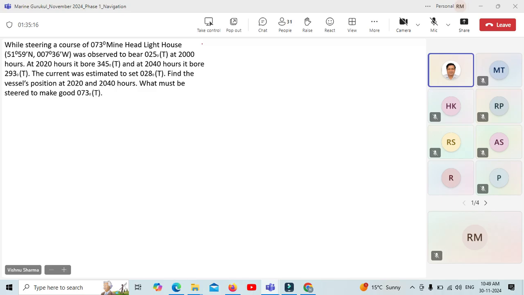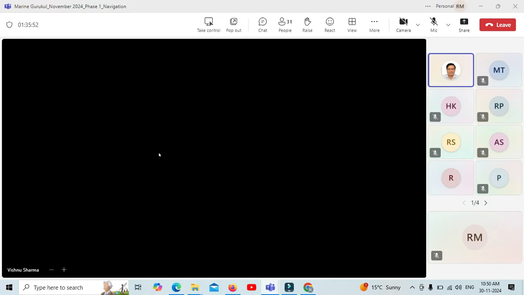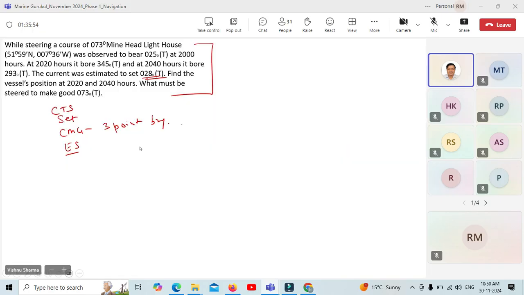So you see, on reading the question, you should be able to figure out. Somebody may say, oh, 3 bearings are given and set are there. Is it a fish triangle? Why complicate your lives? What all are you given here to complete the vector triangle? You are given the CTS. You are given the set. You can get the CMG by a 3-point bearing. And you'll have to use the engine speed from remarks on top, right, guys?